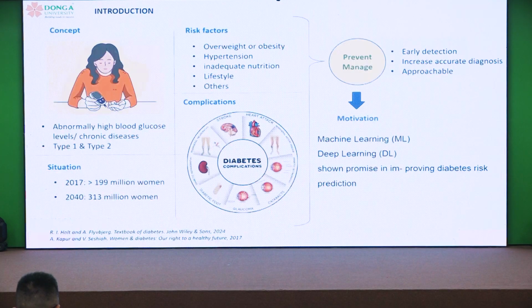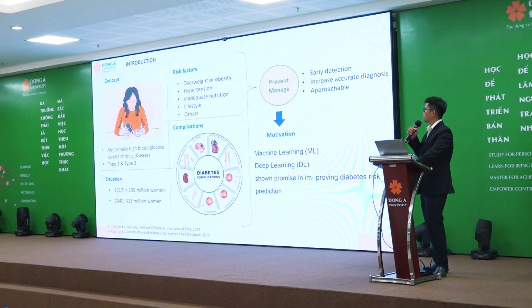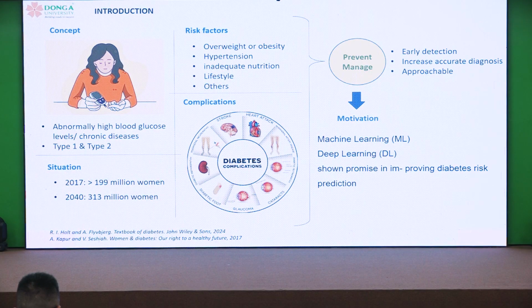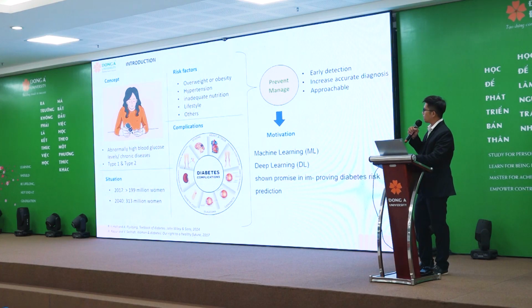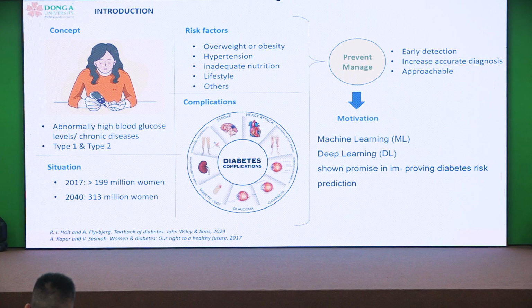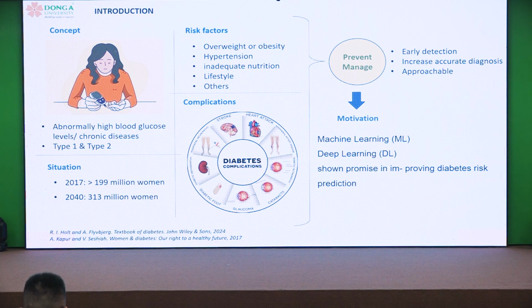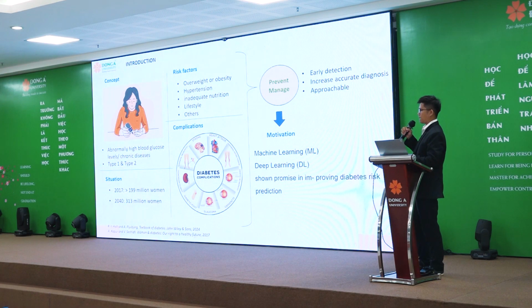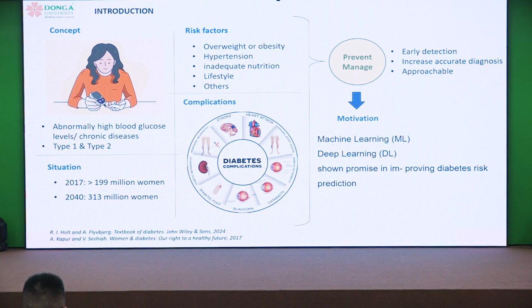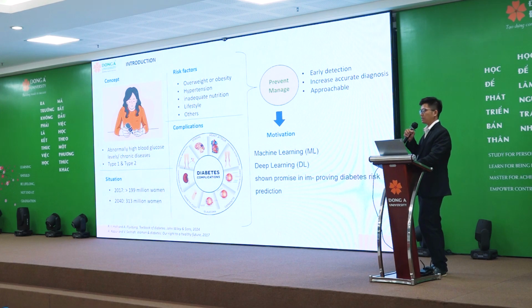Talking about risk factors, there are a lot of them, but here I just show some that are related to diabetes. The first are overweight, obesity, and hypertension, then inadequate nutrition and lifestyle, and some others. As for complications, some people with diabetes may have a heart attack, or diseases like stroke, and diabetic foot. So in public health, preventing and managing diabetes is very important.